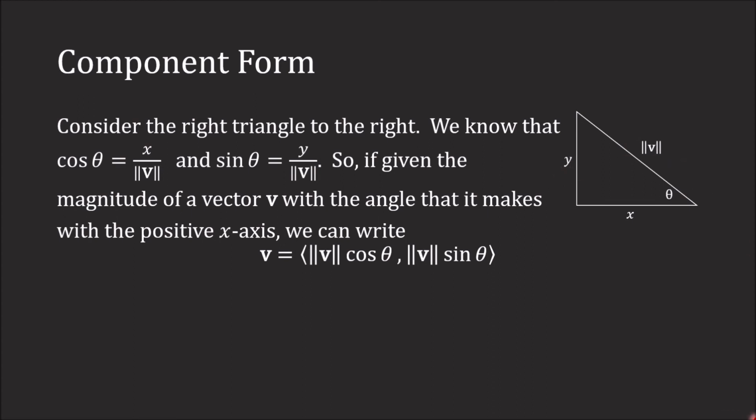So if we're given the magnitude of a vector v, with the angle that it makes with the positive x-axis, then we can write v as the norm of v times cosine of theta, comma, the norm of v times sine of theta. In other words, the x component is norm of v cosine of theta, the y component is norm of v times sine of theta.